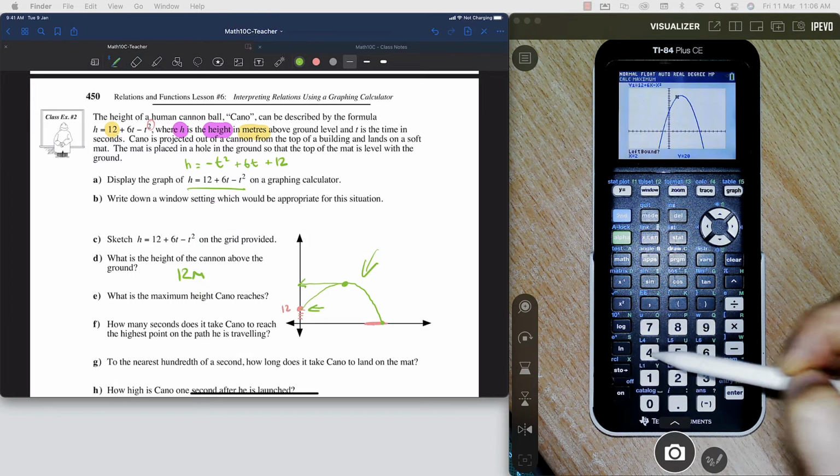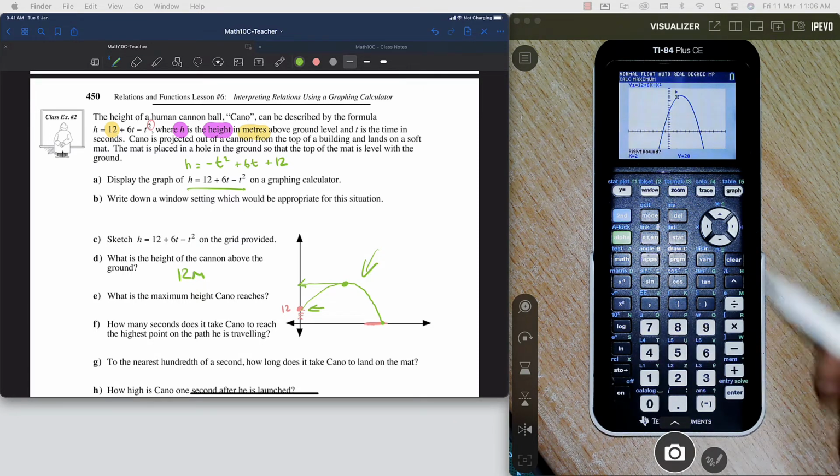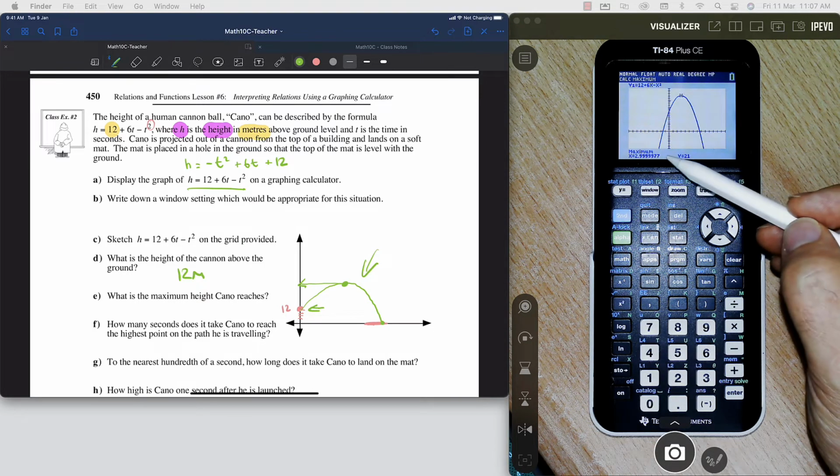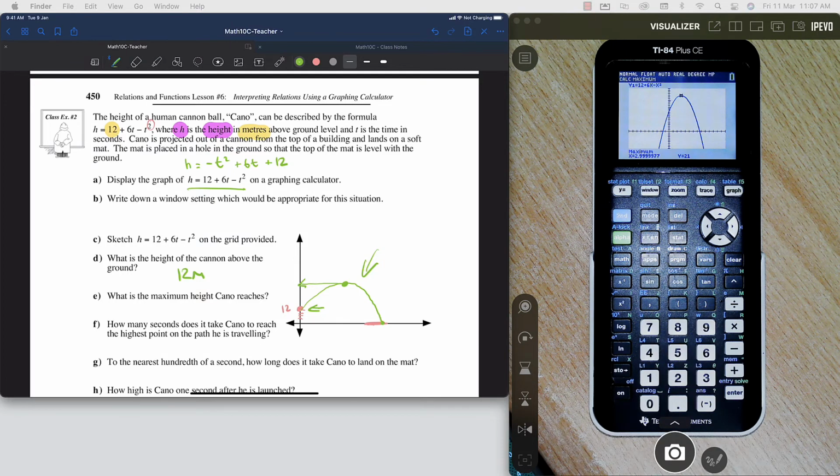Number 4 is maximum, and left bound, so I'm already left. Hit enter, move over a little bit right of the peak, or the apex, hit enter, then hit enter again, and it says that X is 2.999997 and Y is 21. So the maximum height that it met was 21 meters.